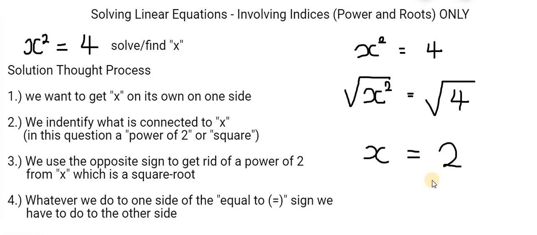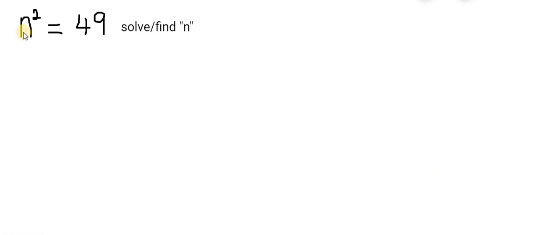Okay, so our final answer is x is equal to 2. Now, we have another question. n squared is equal to 49. Solve or find n. Once again, from the question, we identify that it's n we want to find, so that's what we want to get on its own on one side.